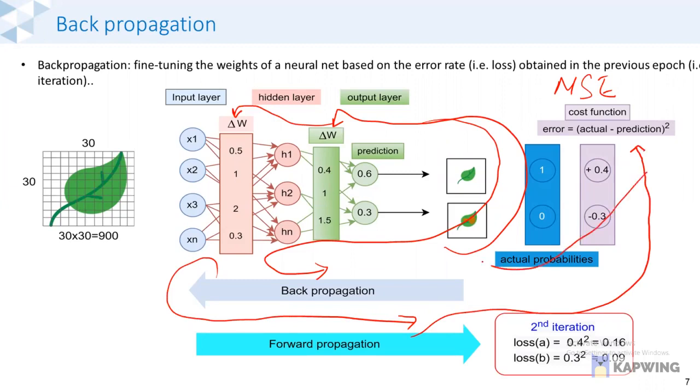We can clearly see that after fine-tuning the weights in the backward direction, the prediction of detecting the non-diseasable leaf has increased. So now it can predict that the leaf was non-diseasable. So in the second iteration, we have seen that the error has been reduced further.